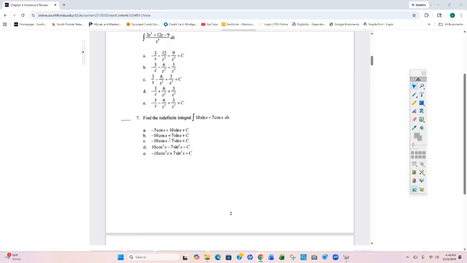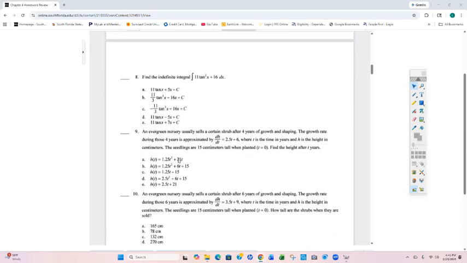B, negative 10 cosine s plus 7 sine s plus c. C, negative 10 cosine s minus 7 sine s plus c. D, 10 cosine squared s minus 7 sine squared s plus c. E, negative 10 cosine squared s plus 7 sine squared s plus c. The answer to number 7 is B, and that is from section 4.1.